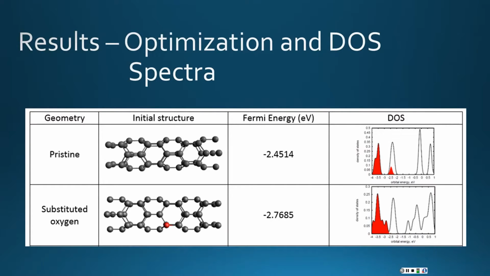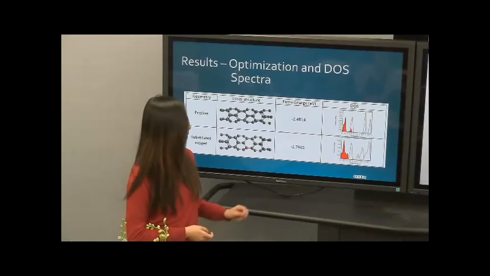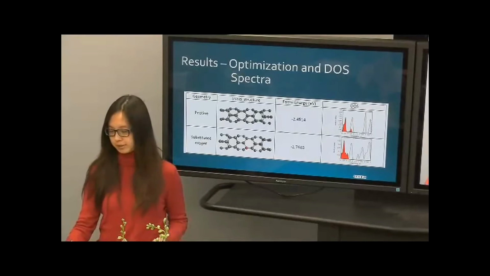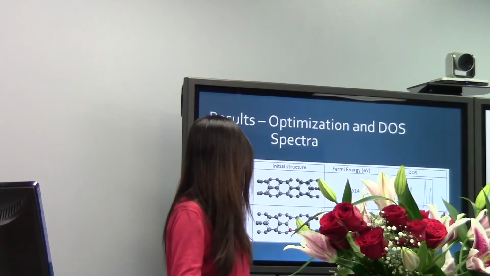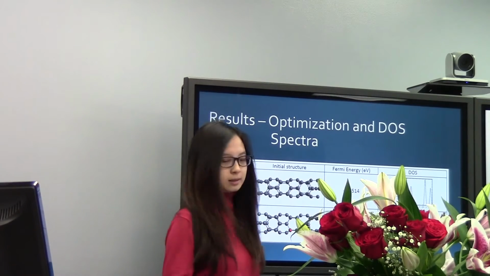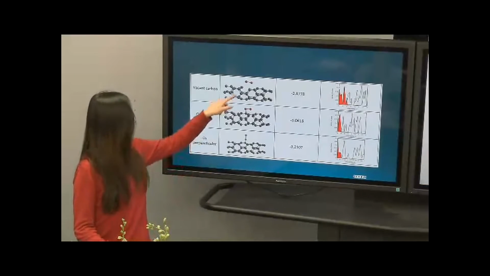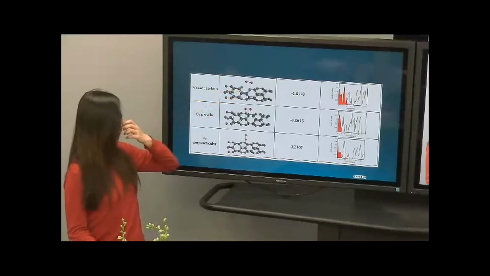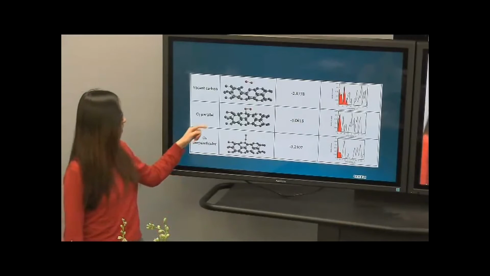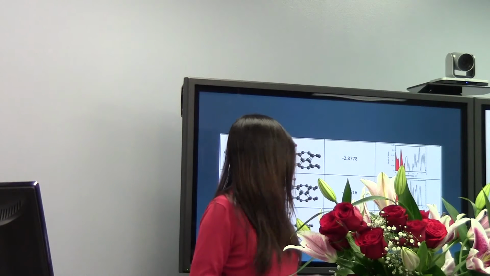So after optimization, I found that the bandgap of the modified system definitely decreases compared to the pristine. In this one I have one of the carbons substituted with oxygen, and in a few other cases I remove one carbon from the nanotube and just have one oxygen molecule on top of it, and the other one I just put either parallel or perpendicular to it to look at the result. And the bandgap definitely decreases.